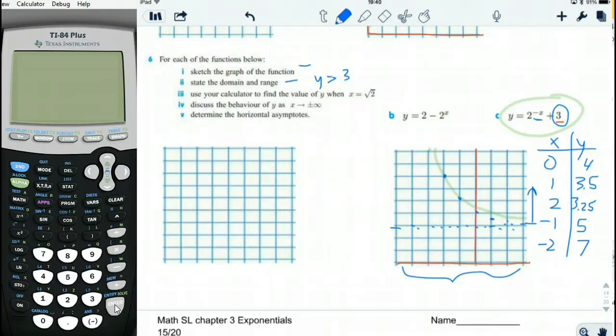And use your calculator to find the value of y when x equals square root of 2. You could just turn on the calculator here, and we would say 2 to the negative square root of 2, which would be 1.414, plus 3. So our value would be 3.38.